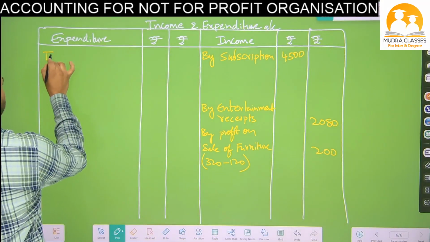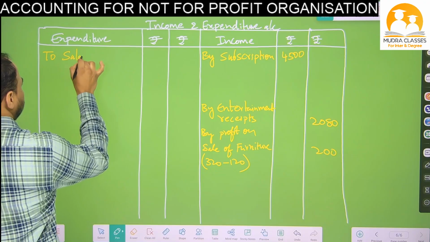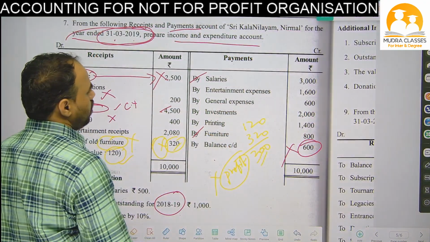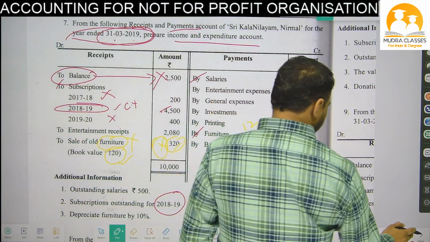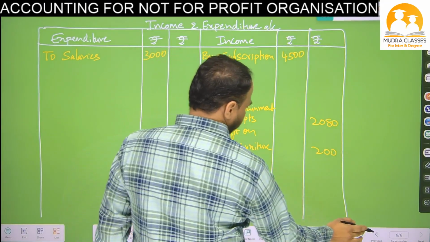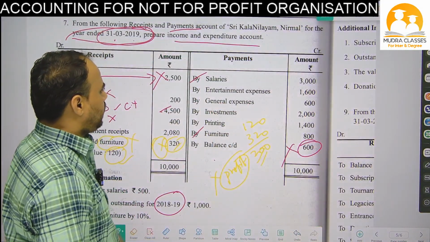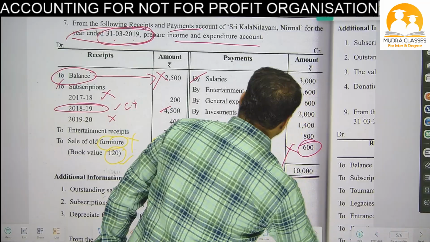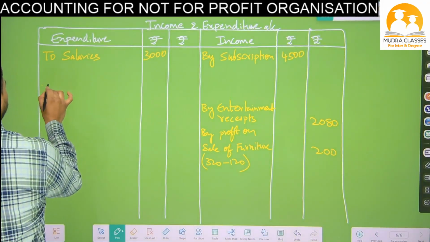So salaries: we have an adjustment for salaries, so write it in the inner column. How much is given? 3000 rupees given as salary, so write it in the inner column; we have the adjustment. Okay, see the next item, entertainment expenses. Yes, it is a regular expenditure, we have to write 1600, so write it down here, leaving some place for salaries.